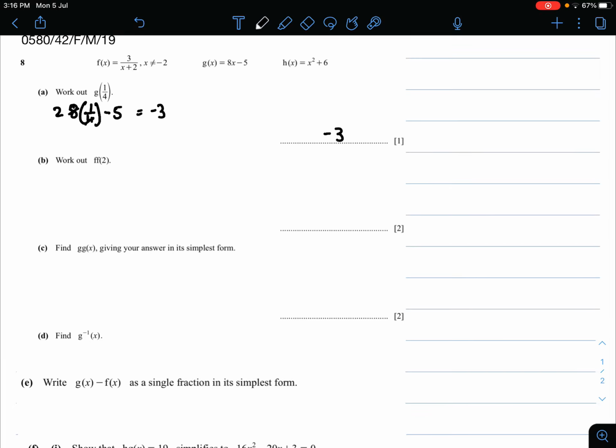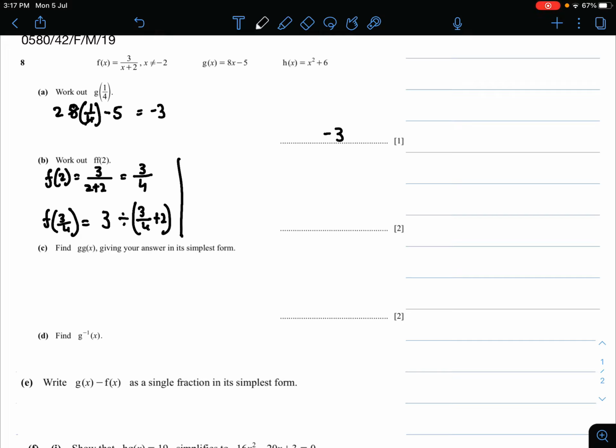So what we have to do here is substitute 2 as x in the f of x function, and then whatever answer we get, we have to substitute as x again in the f of x function. So if we substitute f of 2, we will get 3 divided by x plus 2, my bad, and then 2 plus 2 is 4, so therefore 3 by 4. Now if we substitute f of 3 by 4 into the function, we will get 3 divided by 3 by 4 plus 2.